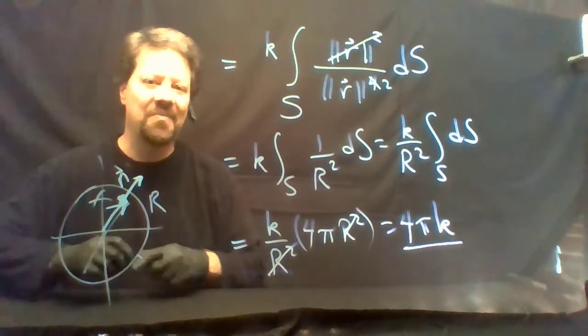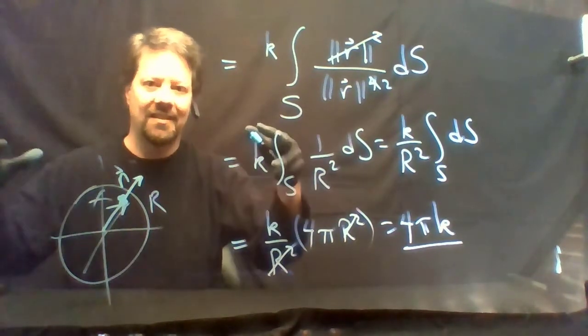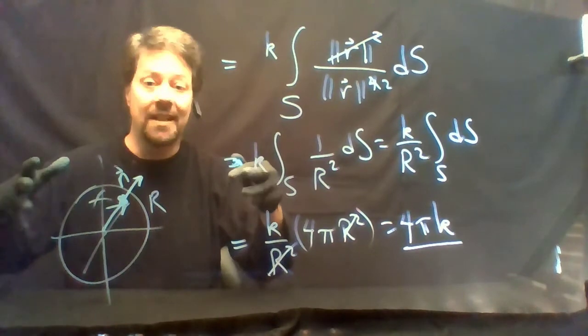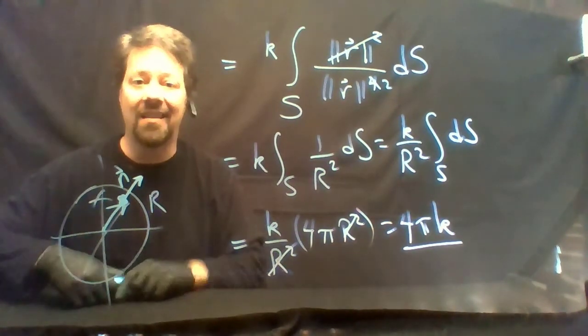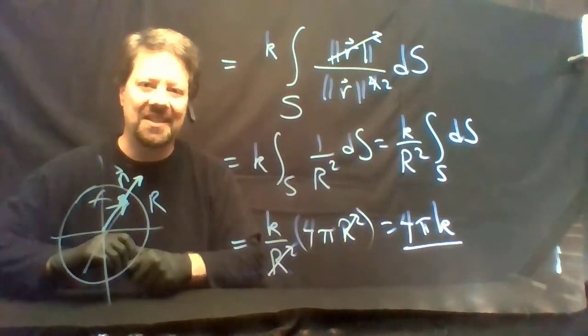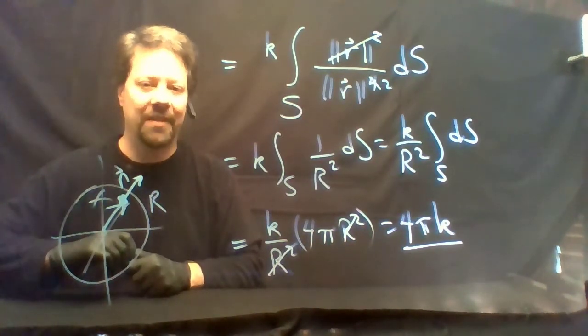As you can see, the amount of flux for an inverse square field through a sphere of radius r does not depend upon the radius r. If the radius is big or small, you get the same amount of flux of that inverse square field through the surface.